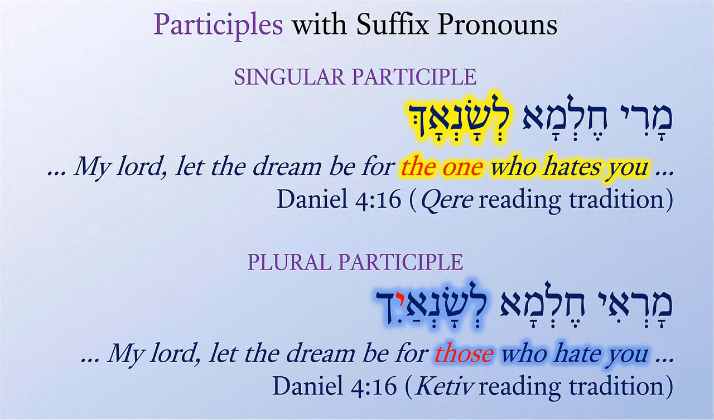So we would need to take into account context to decide what's more likely the original reading. But the Ketiv Qere happens to be the only place that the difference between a type 1 and type 2, that is to say singular and plural situation, manifests itself. So the singular participle takes type 1, plural participle type 2. There's the yod.